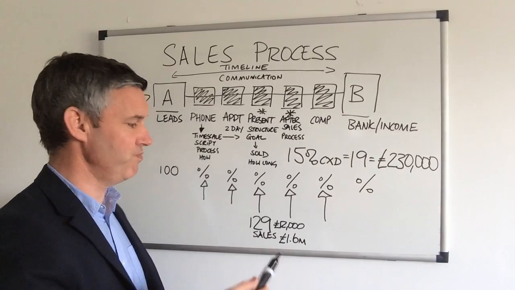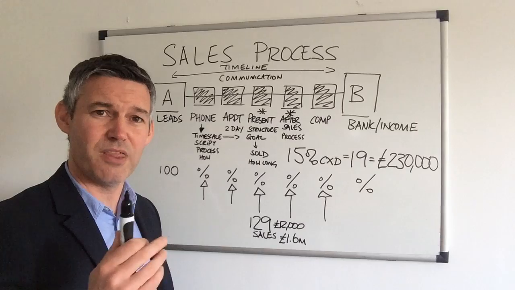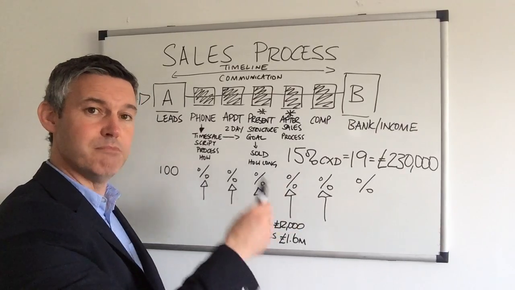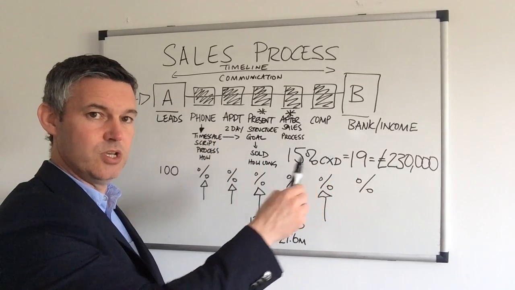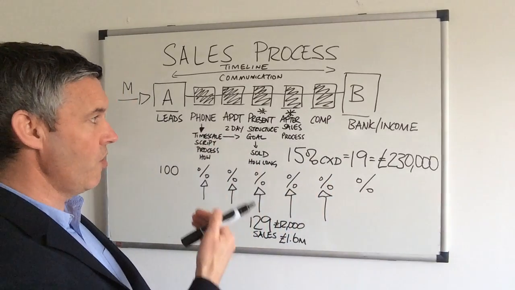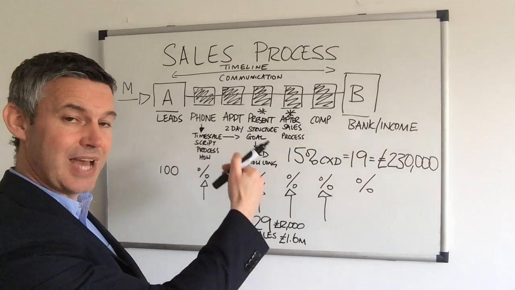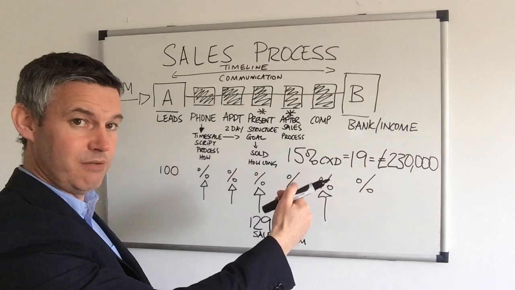So it doesn't matter whether your product's £12,000, £1,000, £100. When you start monetizing and putting numbers to a basic sales structure, you start getting visibility of where the problems are, what you need to fix, where you need to add things, and also where you can influence.